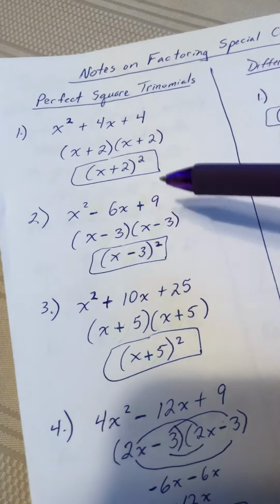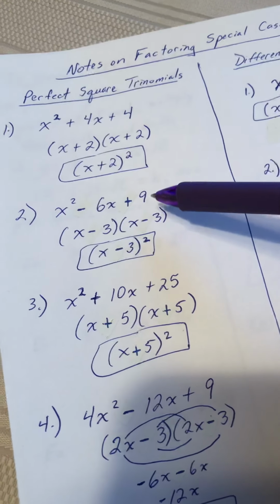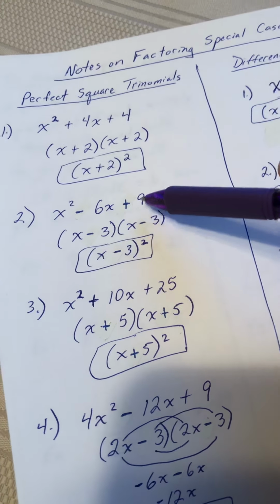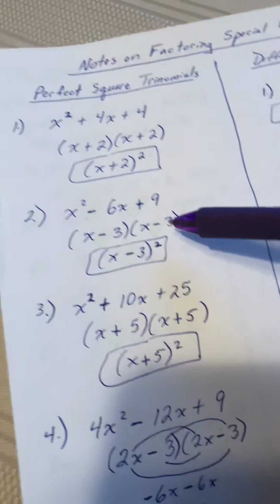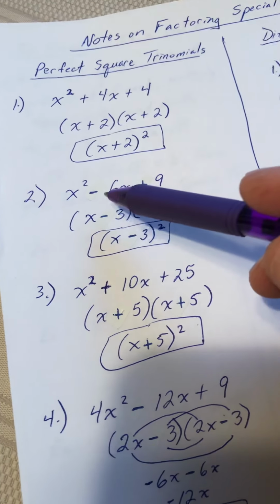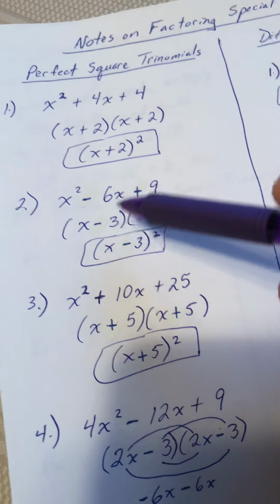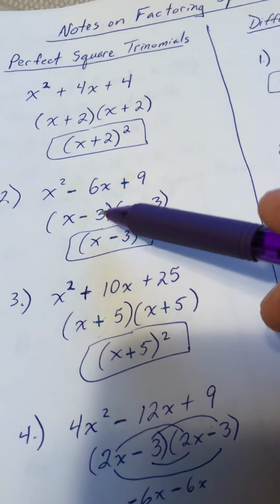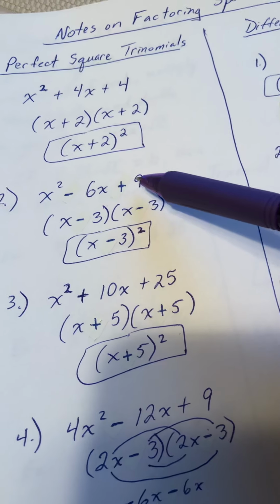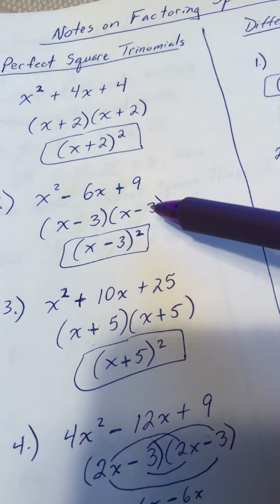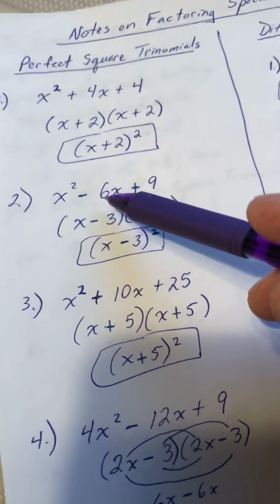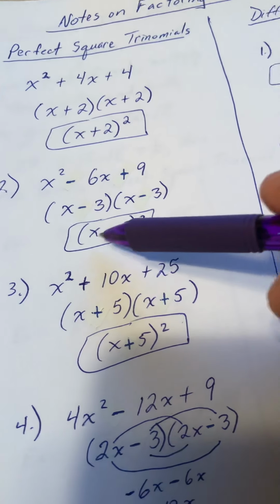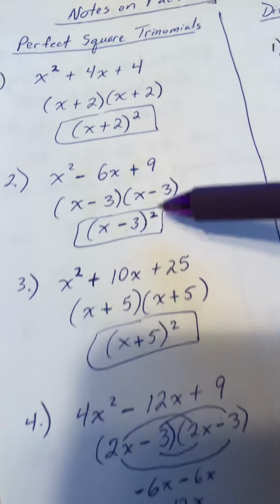The next one, notice, let's see, there's a perfect square. The square root of 9 is 3. There's a 3 and a 3. Notice this time I have a minus in the middle, a minus 6x. That means my numbers in here have to be negative 3 and negative 3. Negative times negative is positive 9. Negative 3 plus negative 3 is negative 6. The next one, and notice how I wrote the answer again. X minus 3 in parentheses squared.